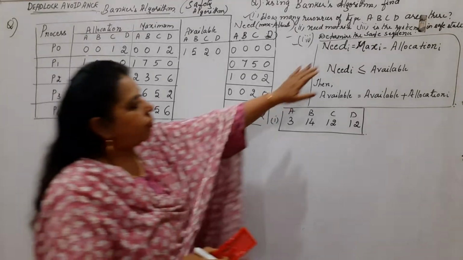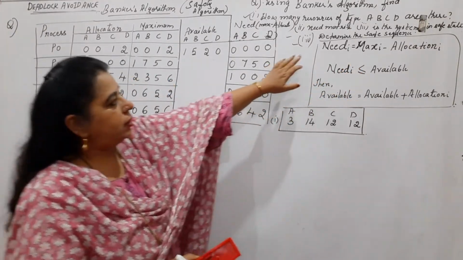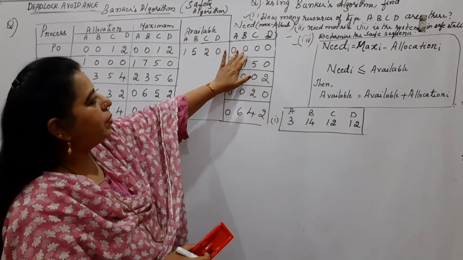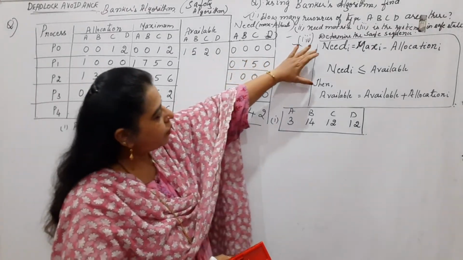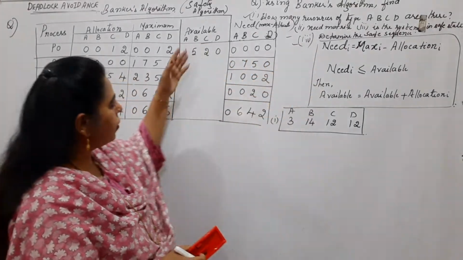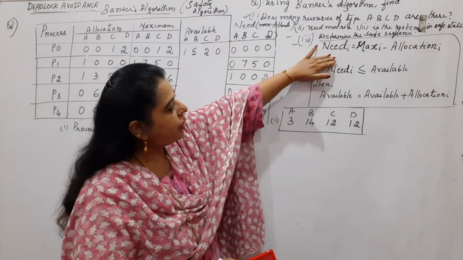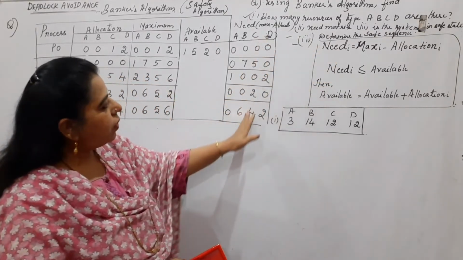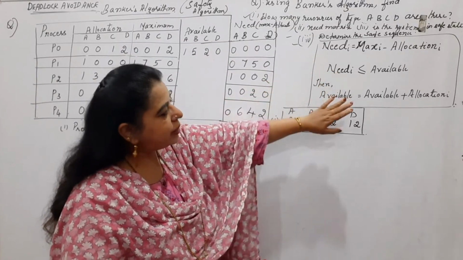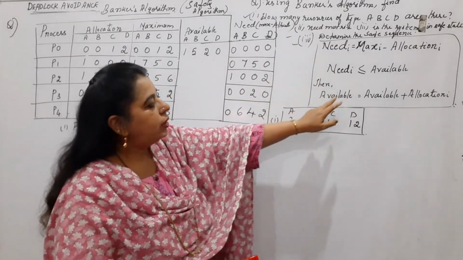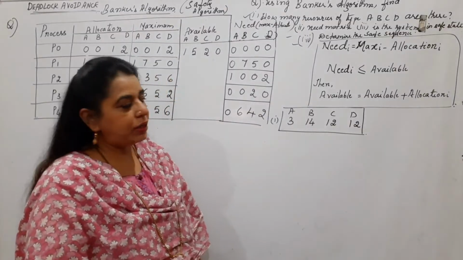Need of I equal to maximum minus allocation of I. This step already we have done. For process P naught, need value is 0, 0, 0, 0. So when we carry out for all the processes, this first step we need not do every time. The values are already filled here. You can directly start with this second step: need of I less than or equal to available. If it is true, then available equal to available plus allocation of I.